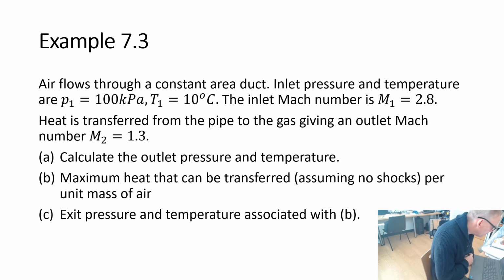Let's just look at this example of a flow that's at ambient conditions, well actually 10 degrees centigrade, 100 kPa, inlet Mach number 2.8, so it's supersonic. Heat is transferred from the pipe to the gas, so heat is being added. If we add heat to a supersonic flow, as we saw before, the Mach number decreases. Calculate the outlet pressure and temperature, and calculate the maximum heat that can be transferred, assuming no shocks, per unit mass of the air. And the exit pressure and temperature associated with that.